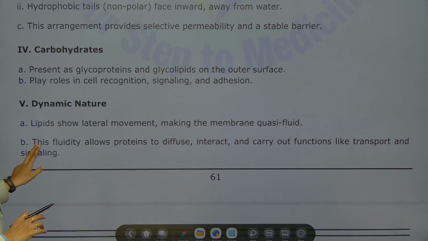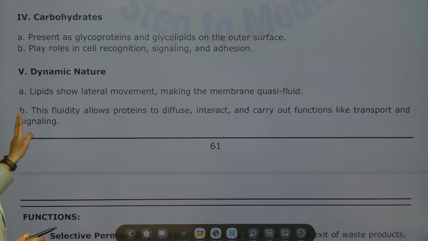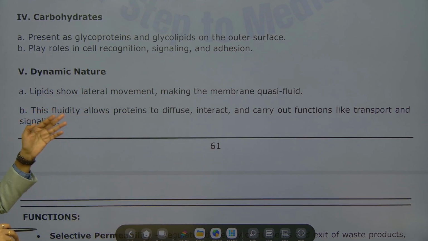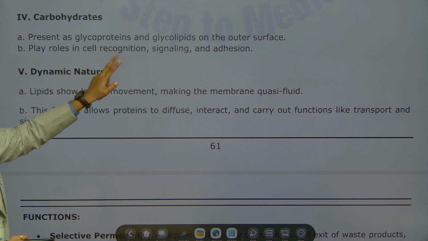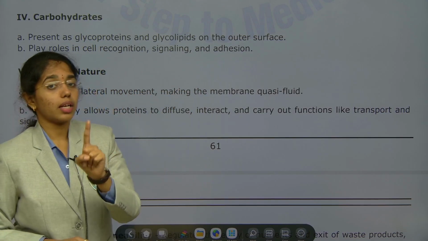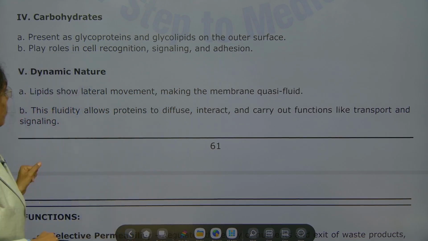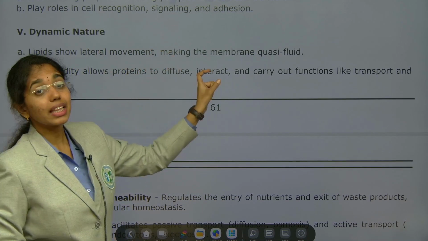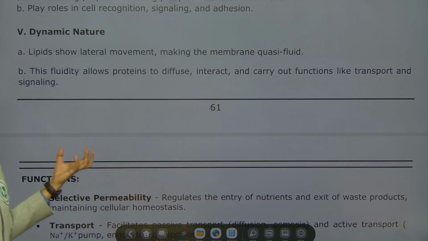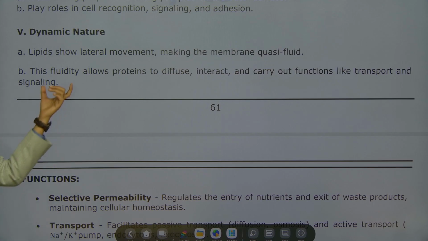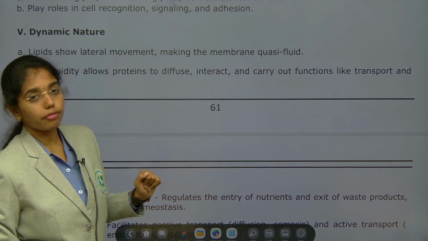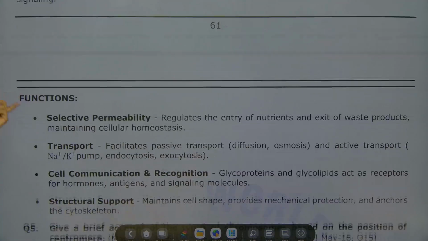Next is carbohydrates. They are present as glycoproteins and glycolipids on the outer surface. What is their main role? Cell recognition, signaling, adhesion, and most importantly cell to cell interactions. Next, dynamic nature. Lipids show lateral movement, making the membrane quasi-fluid in nature. The fluidity allows proteins to diffuse, interact and carry out functions like transport and signaling.